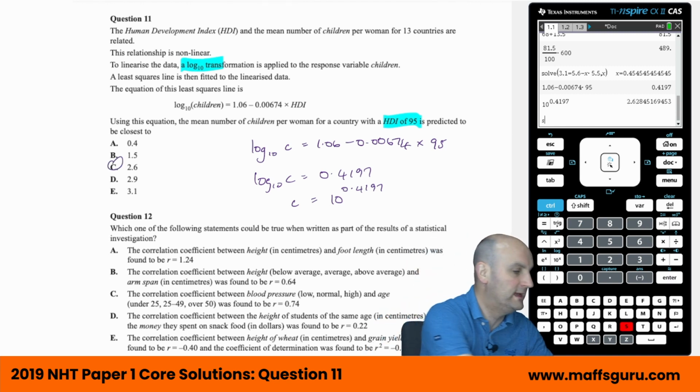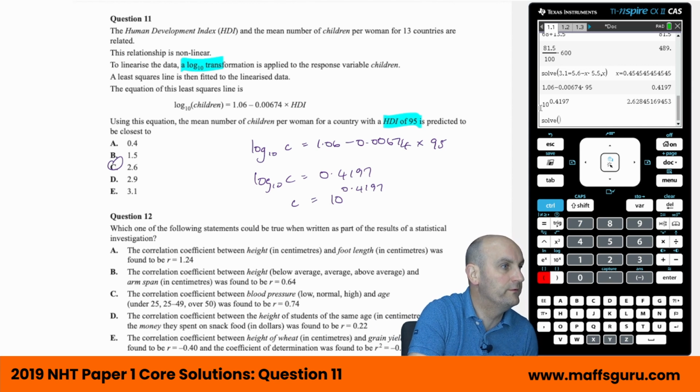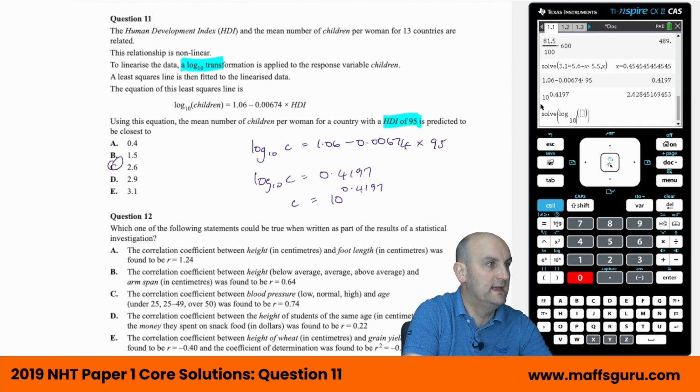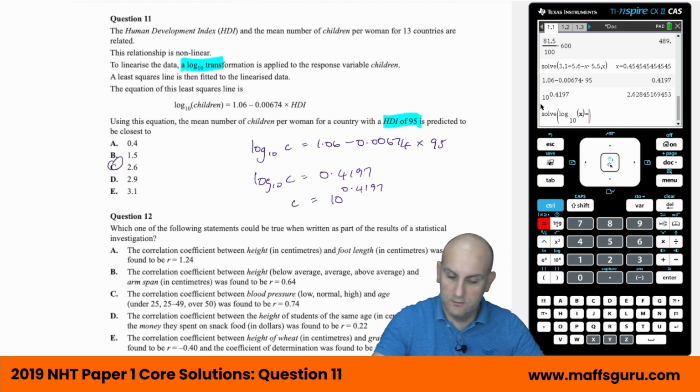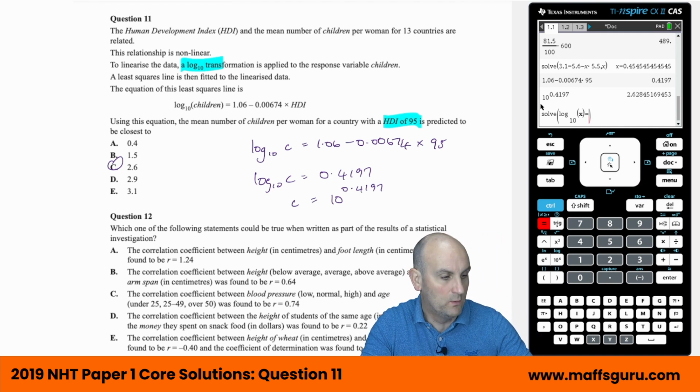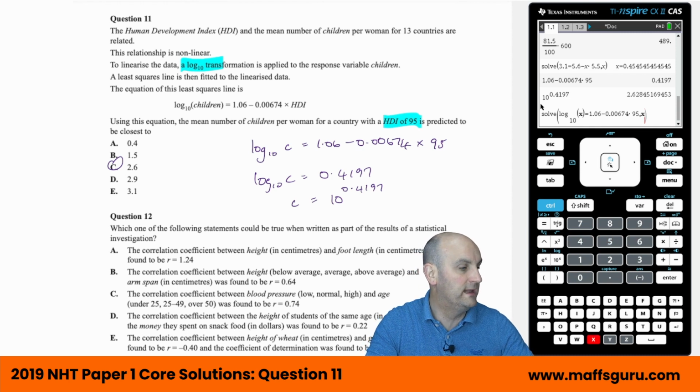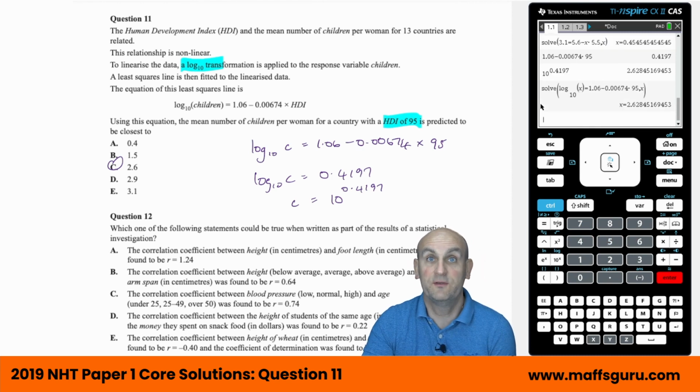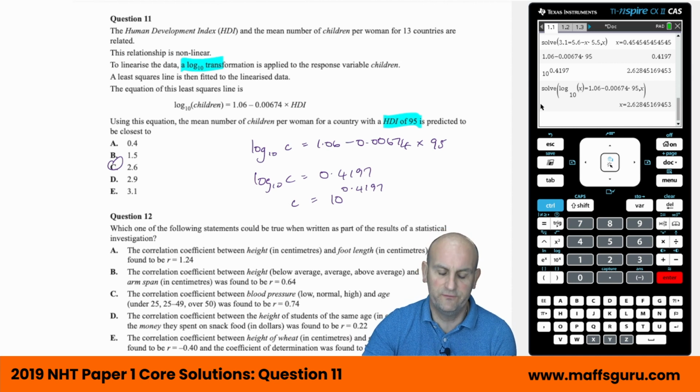How could we have done this? Well, again, we can use my solve function. I could have done my log, so control and log base 10 of, we'll call it x, is equal to, what do we have in the question? 1.06 minus 0.00674 times, I'm going to substitute the value in of 95, put comma and then x, and solve it, and out comes the value as well. So we could have done that as well. Easy peasy lemon squeezy, he says, hopefully.